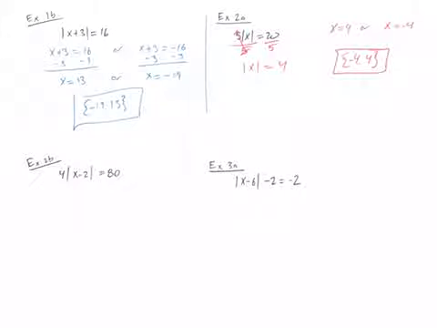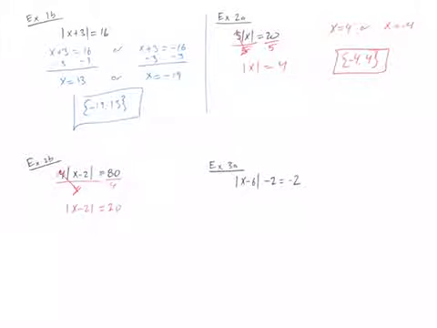Alright, let's try another one. Again, this absolute value is not by itself because there are numbers outside, so I need to get those numbers away from it. So then I'm going to divide both sides by 4 because this 4 is multiplying by that absolute value. Those 4's will reduce, so I end up with the absolute value of x minus 2 on the left-hand side is equal to 20. So now, notice this absolute value is by itself on the left-hand side, and I have a number over here.